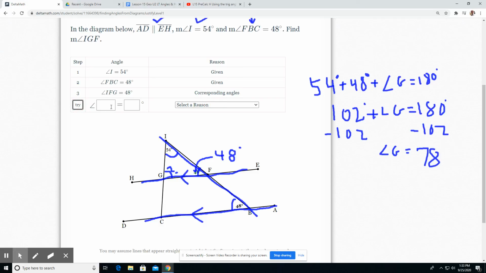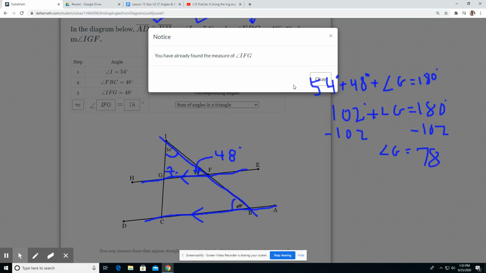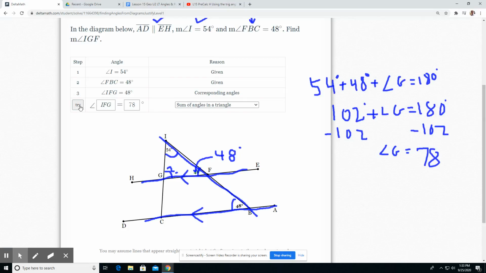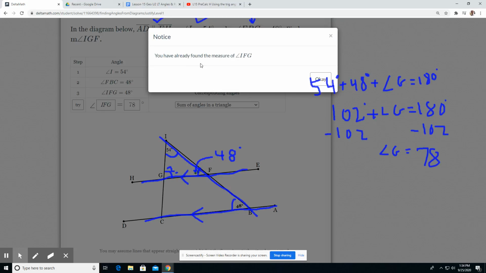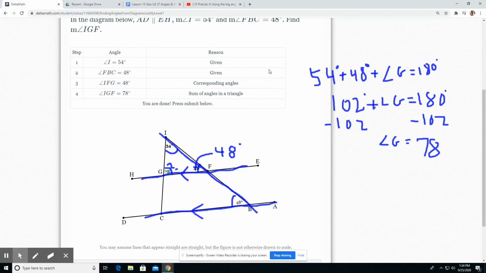Yep. And then now it opens up to the next line. Good. Then now I'm going to finish it off that angle IFG is equal to that 78 because we added up some of the angles of the triangle. And that should finish it. Now what does it want? I already found IFG. Oh, it's IGF. Boy, it's being nice to me by not marking me wrong. I should have been wrong a couple times here. But IGF, I was mistaking what order the letters are in. Okay, now everything should be fine. Try it. Yeah, you are done.